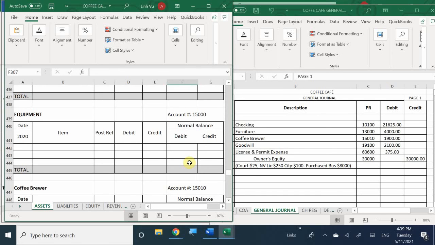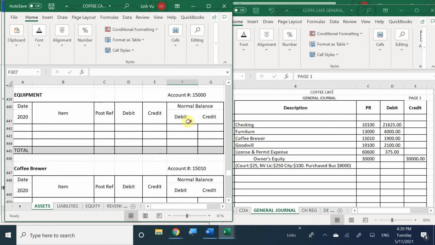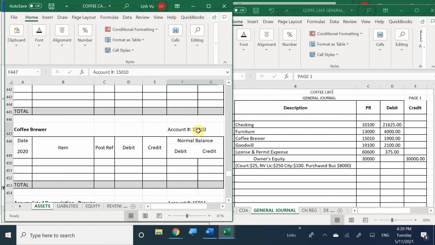So here I scrolled too far. Right here, 1500 is my equipment. And what do you know? 1510 is my coffee brewer. Okay. Now, since I've located my coffee brewer, I can go ahead and enter in my transaction. So here, I'm going to name this my coffee brewer number 1. Because in this scenario, I'll give you a preview: you are going to be purchasing another coffee brewer. So in this case, I want to make sure I indicate this is coffee brewer number 1.